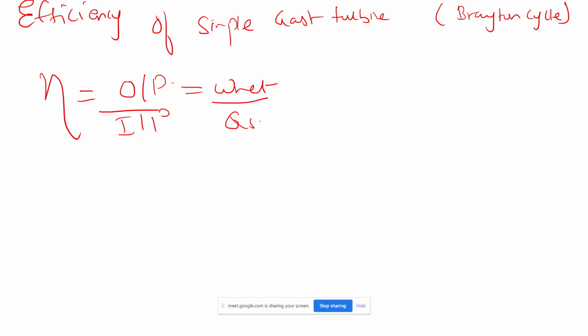So can we write this also as 1 minus heat rejected upon heat supplied? You have already read the thermodynamics, no? So we can write efficiency like that also, no? Okay. So what is our QR from the cycle?